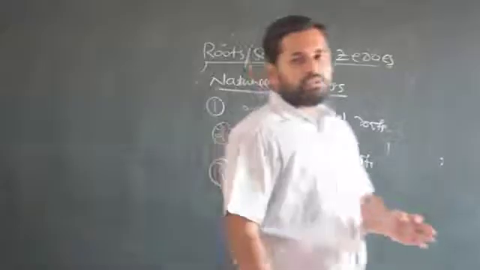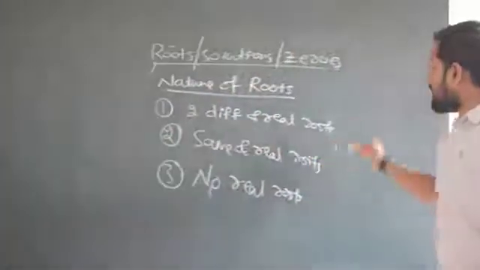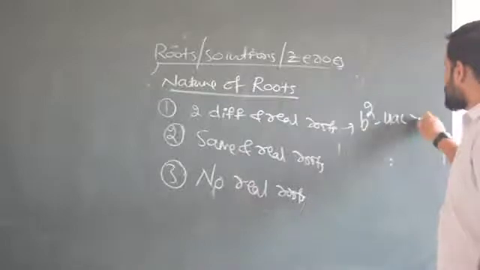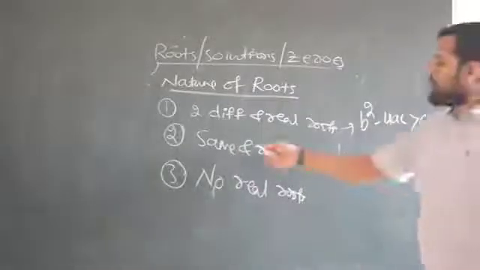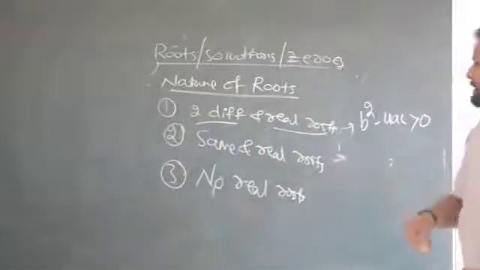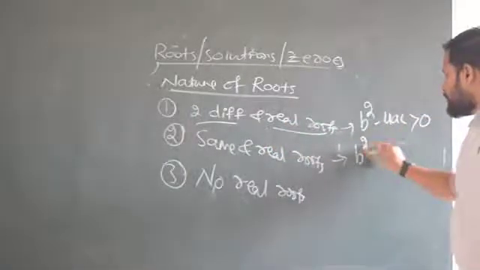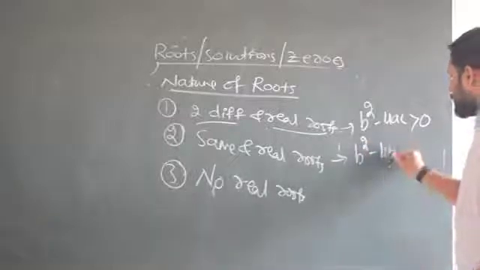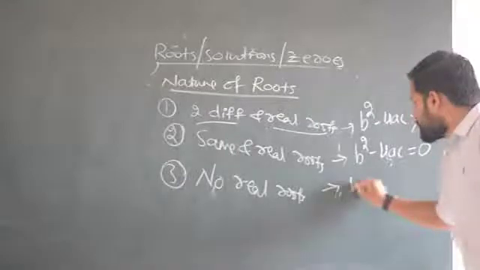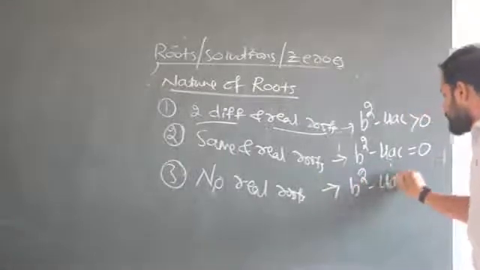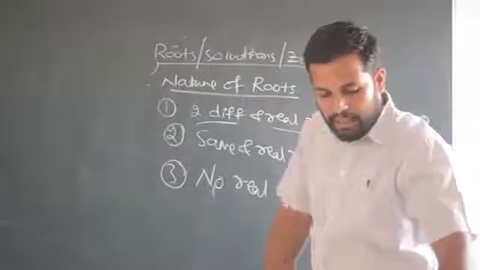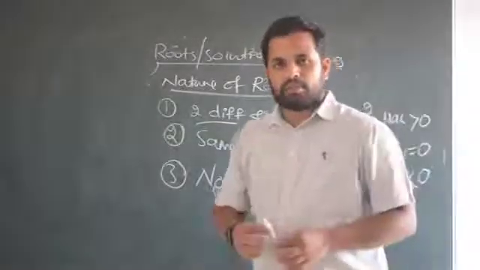Now tell me what are the situations for this? 2 different and real roots means what is the condition? The discriminant b square minus 4ac should be greater than 0. Then only I am going to get 2 different and real roots. And what is the meaning of same and real roots? b square minus 4ac should become equal to 0. And no real roots means what is the situation? b square minus 4ac should be less than 0. Now I think the concept is very clear in your mind. Is that so, my dear children?